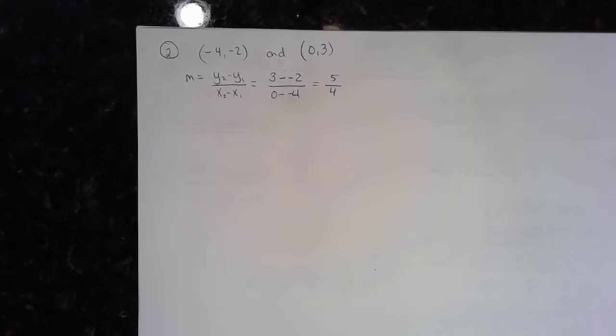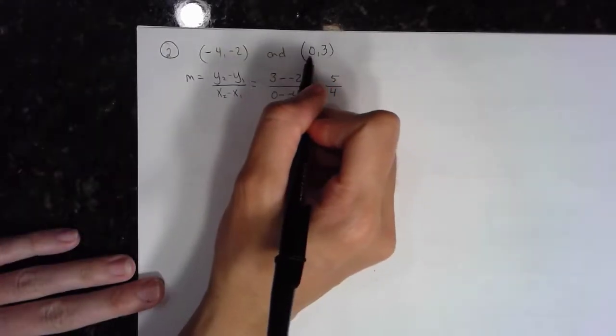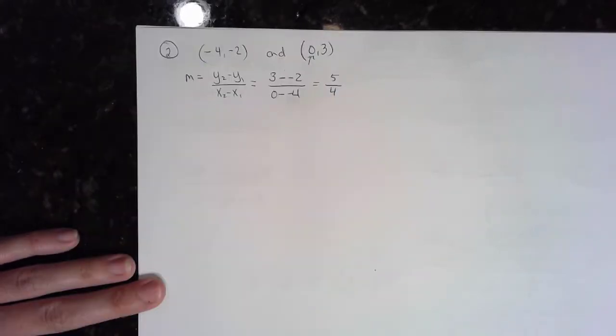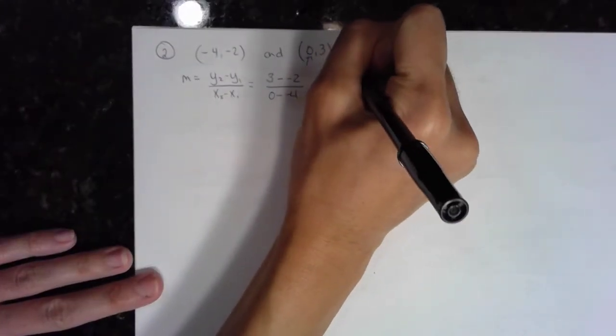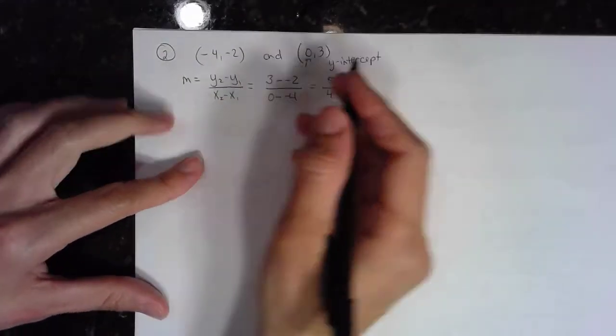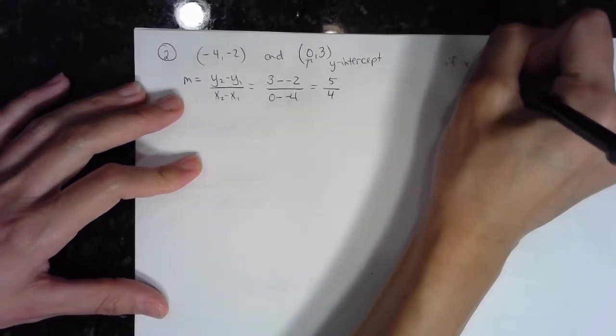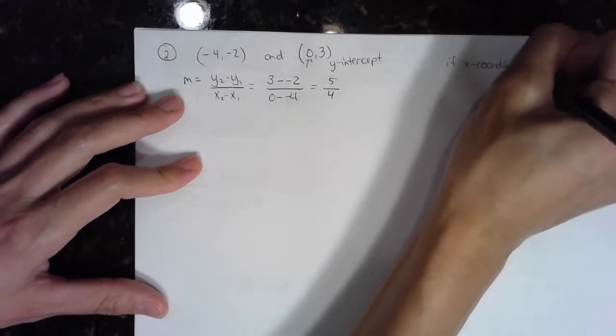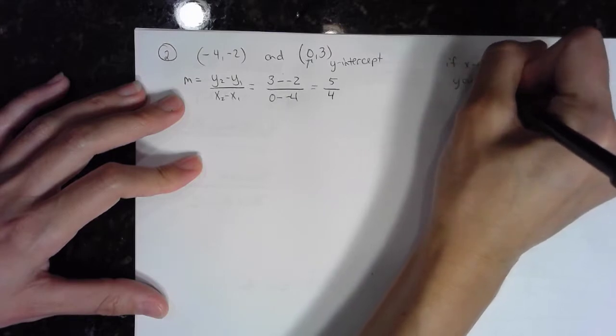Now the nice thing about the points that we're given is the moment I see an x-coordinate being 0 is the moment that I know that I have a y-intercept, which is a point that crosses the y-axis. So if the x-coordinate is 0, let me write that for you, if the x-coordinate equals 0, you have a y-intercept.